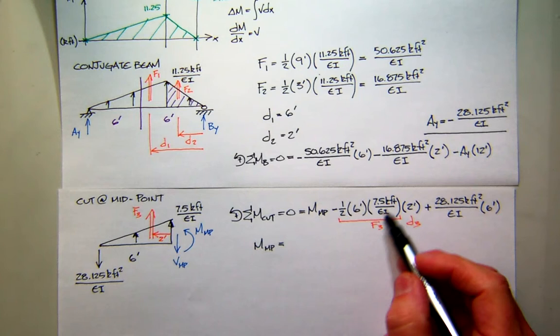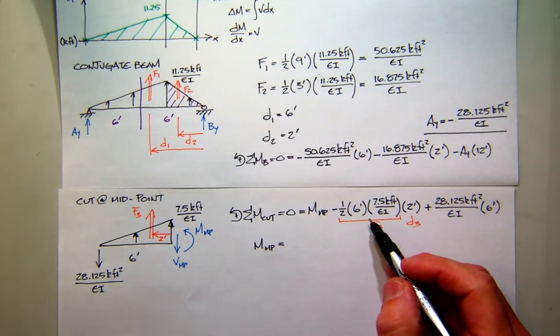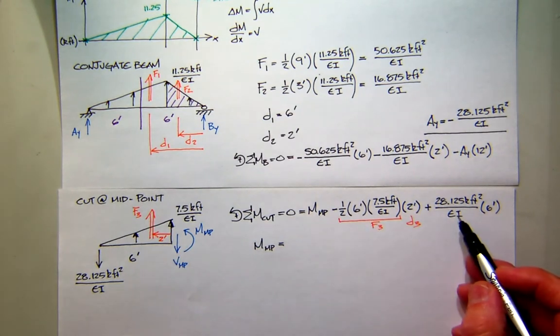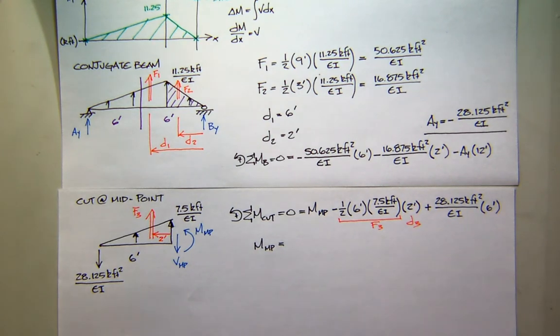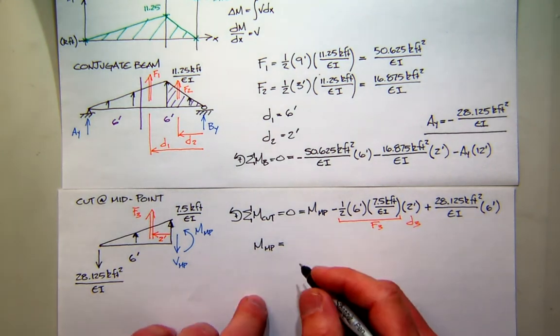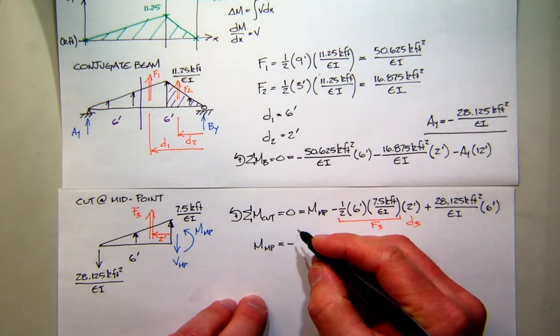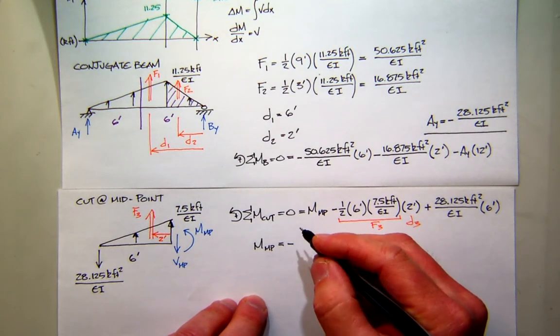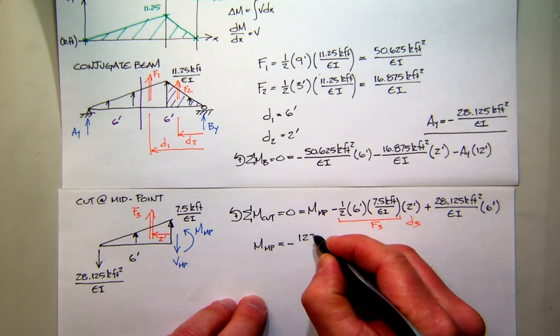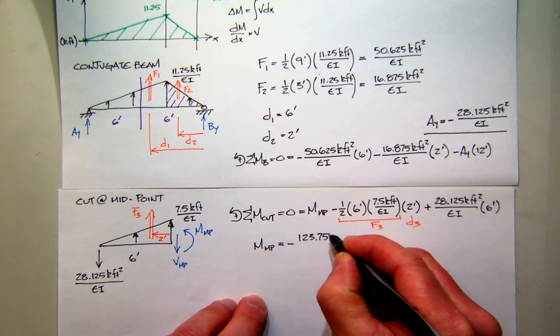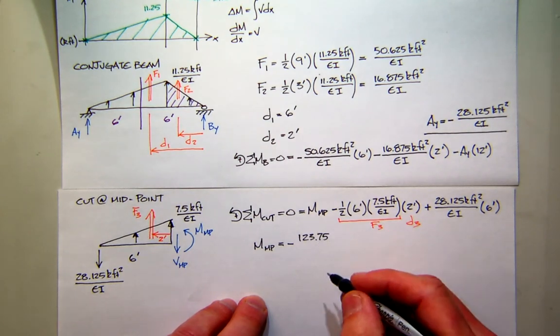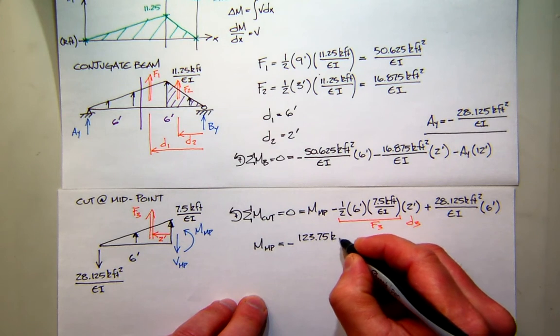Well, this is 45, right? Negative 45, and this is almost 180. Should be like 120. So it should be negative 1... What is it? 123. So 123.75, and this will be kip feet cubed.